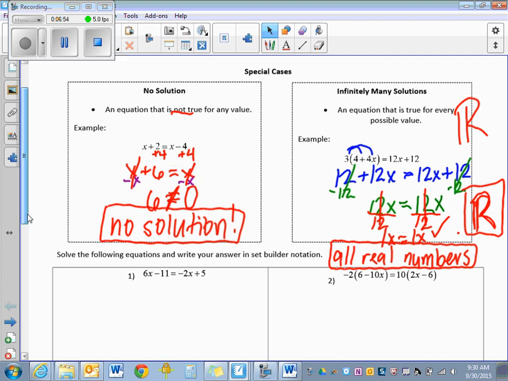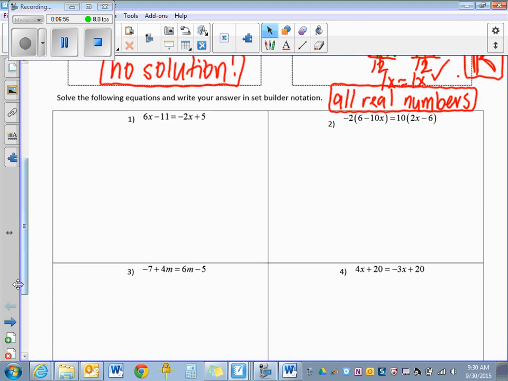Okay, let's go ahead and just do number 1. What's our first step going to be for number 1, Gabby? What do you want to do for number 1? Yeah, let's add 11. So we have 6x equals -2x plus 16.